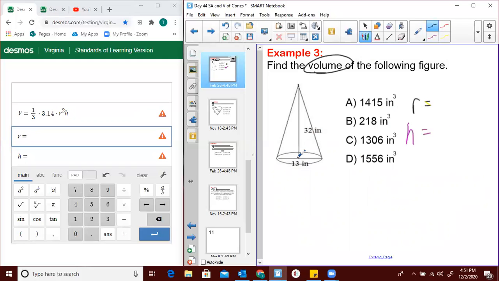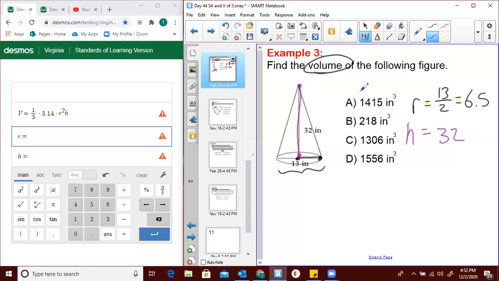Well, when we're looking for radius, we go from the middle of our circle out to one of the sides, and you can see that they give us the entire diameter, excuse me. And when we do that, we need to divide by 2, which would be 6.5. Our height starts at the point, goes all the way down inside to the middle, which would be 32.